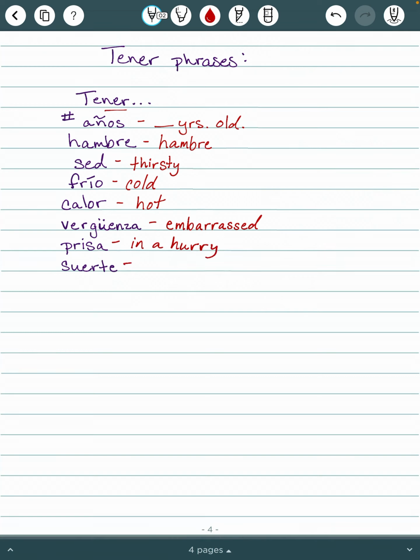And then one more, suerte, that means lucky. Tengo suerte, I am lucky. Now that's definitely not an exhaustive list, but that's a good start for some tener phrases or idioms. So that is the verb tener. Continue working on it. Know those pronouns. Work on the conjugations.